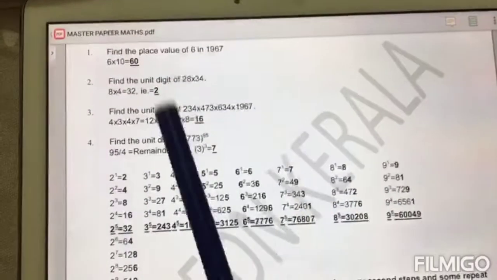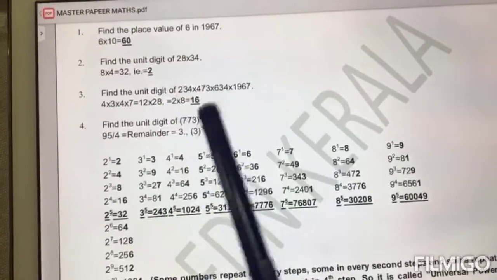It will be correct. Number 3 is the same as number 2. Please apply what we've learned in 2 into 3. So I'm not doing it.